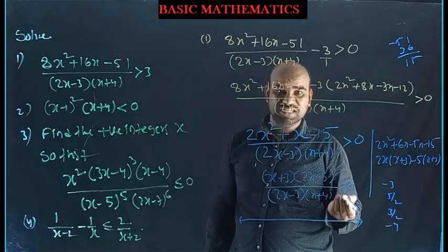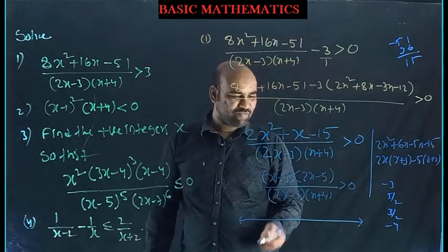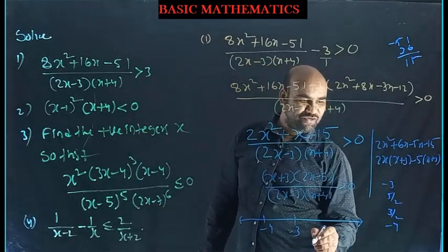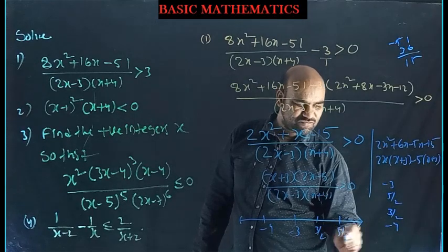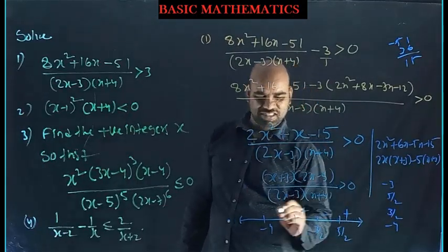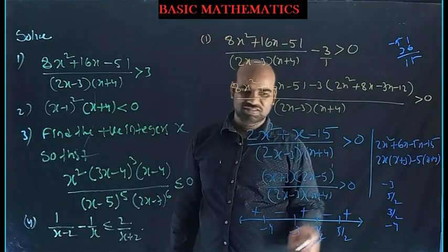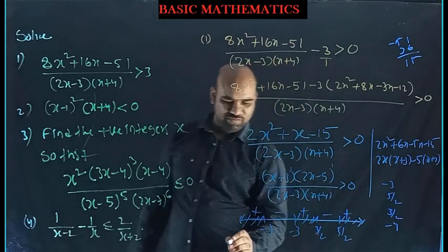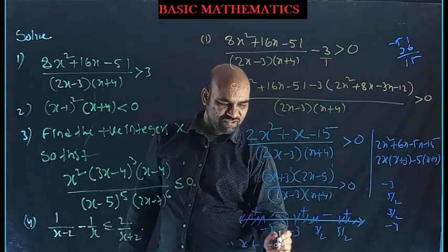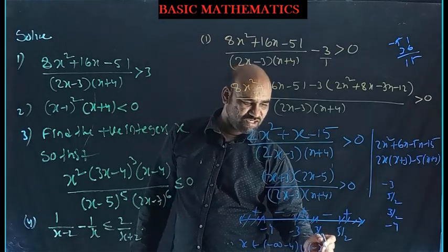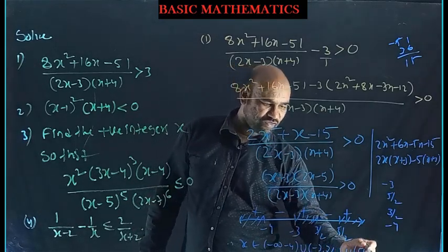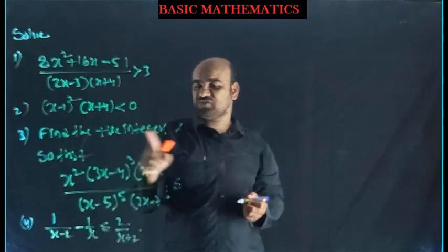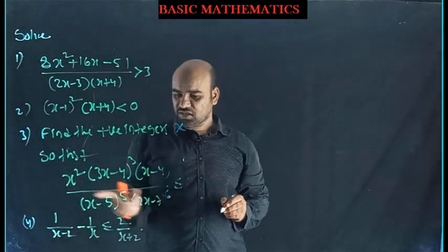None of them will satisfy because only the greater than symbol is there. So that's why minus 4 here, after that minus 3, after that 3 by 2, after that 5 by 2. Plus minus alternately because all are odd powers. We want greater than symbols, so I can write my solution: x belongs to minus infinity to minus 4 open, union minus 3 to 3 by 2, union 5 by 2 to infinity.